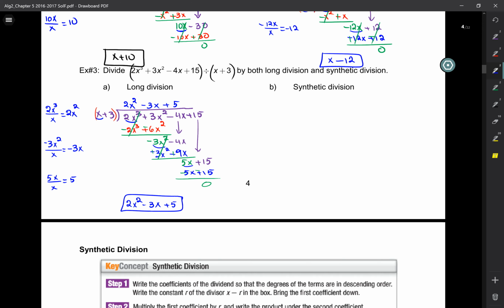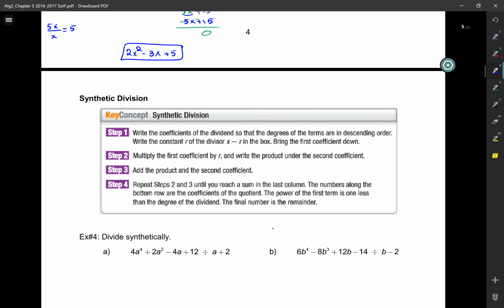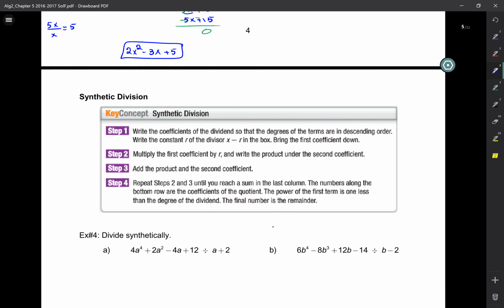Now, let's talk about synthetic. And thank you for bringing that up. What does synthetic mean? Fake, man-made, right? Not natural. And that's what synthetic division is. It's the fake kind of division. It's a quicker way to get you to the answer. Okay? Give me a second.